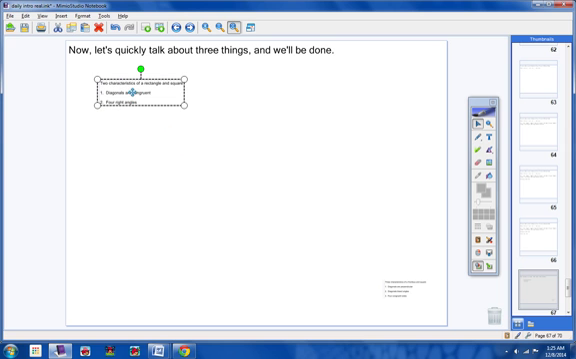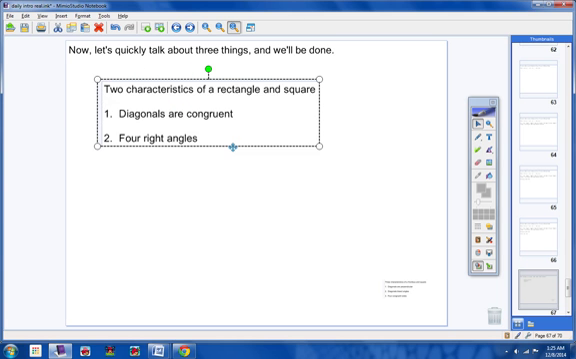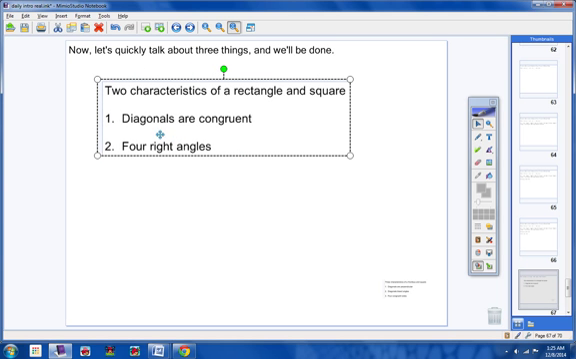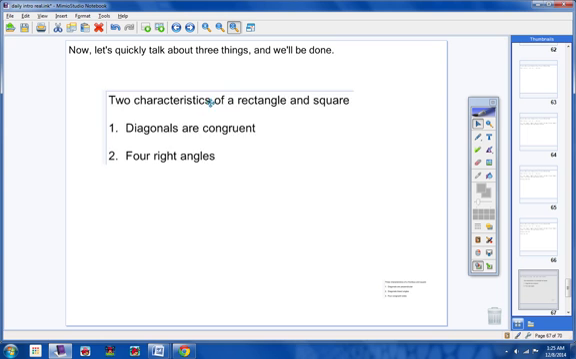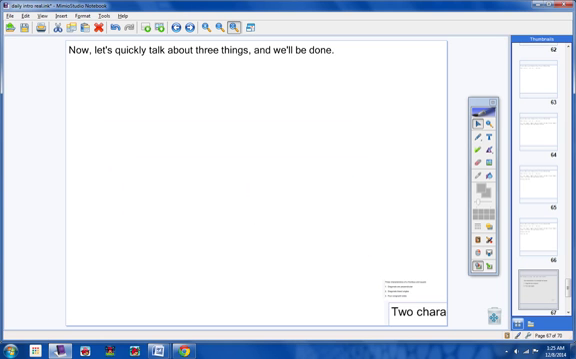Next, I'm not going to ask you to list these out on the test. You will not have to list these out on the test. However, know these because they're going to help you solve problems. 2 characteristics of a rectangle and square: their diagonals are congruent, and you have 4 right angles. So please know those. I'm not going to ask you to write them out, but know them.